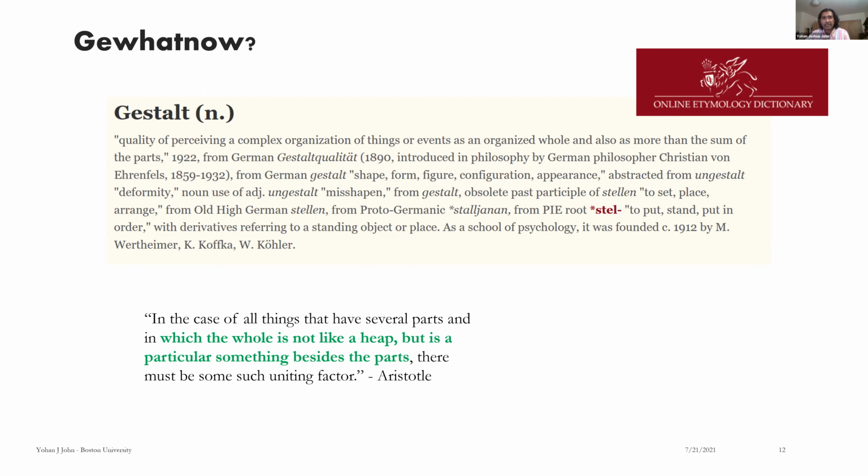And it aligns with something that Aristotle has said: in the case of all things that have several parts and in which the whole is not like a heap, but is a particular something beside the parts, there must be some such uniting factor. Some people think that this is magical thinking, but not really. Those factors can be, as has been talked about in the emergence literature, without adding any kind of magical element.